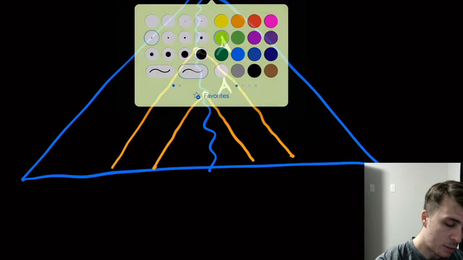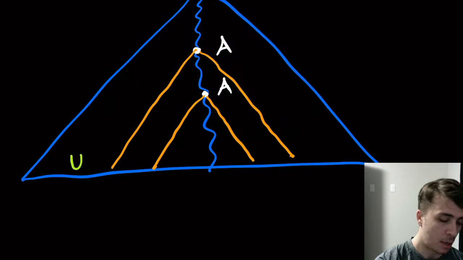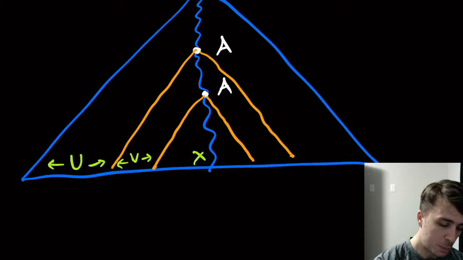So I'm going to give these names. This part I'm going to call U. This part I'm going to call V. This part is going to be X. This part's going to be Y. And this part's going to be Z.